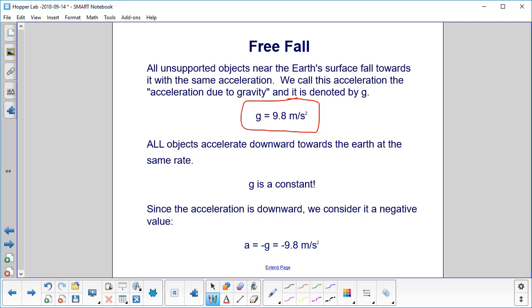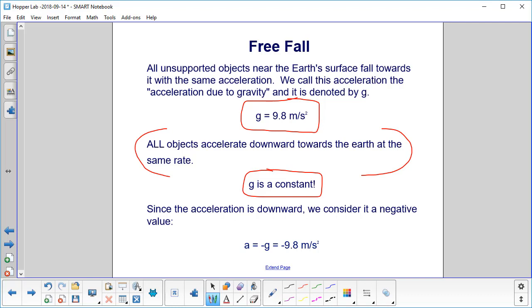But you might say you see it with a negative sign all the time. Okay, so let's talk about that here. Just to reiterate, all objects, regardless of mass, accelerate downward towards the Earth at the same rate, the same acceleration. g is a constant. It does not change near the surface of the Earth. If you go higher, like on huge mountains or up in the space shuttle, it decreases a bit, but we're not going to worry about that here. The hopper is not going to go that far.